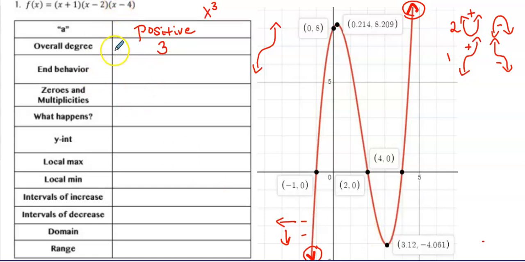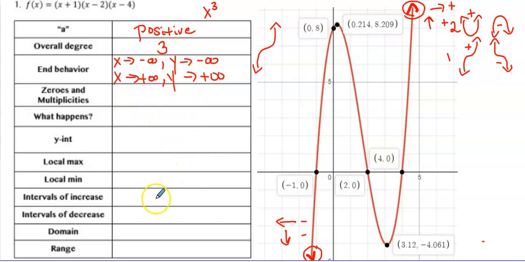So we have x approaches negative infinity, and you can say "as," or I don't care, just do your arrows. y approaches negative infinity. On the right side, x is approaching positive infinity because it's going to the right, and y is also approaching positive infinity. So positive, positive. They match, negative, negative, positive, positive, if the a value is positive and the degree is odd.